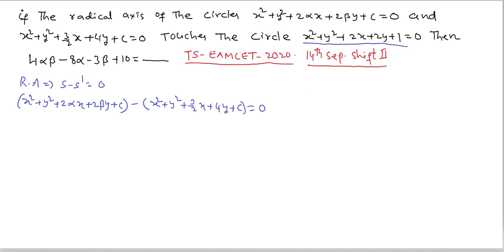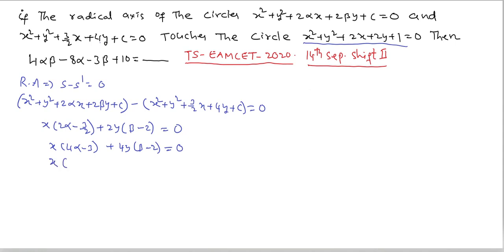Take x common: 2 alpha minus 3 by 2, plus take 2y common: beta minus 2, equal to 0. So take LCM: x into 4 alpha minus 3 plus 4y into beta minus 2 is equal to 0. That is, x into 4 alpha minus 3 plus y into 4 beta minus 8 is equal to 0. This is the radical axis of the given circles.